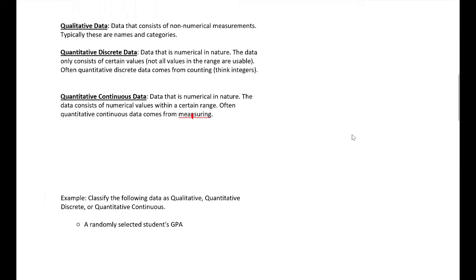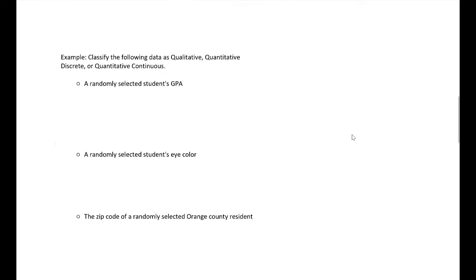Okay, here we go, some examples. Classify the following as qualitative, quantitative discrete, or quantitative continuous. So a randomly selected person's GPA. Okay. So first of all, we're dealing with a numerical data value here. So it's going to either be quantitative discrete or quantitative continuous.